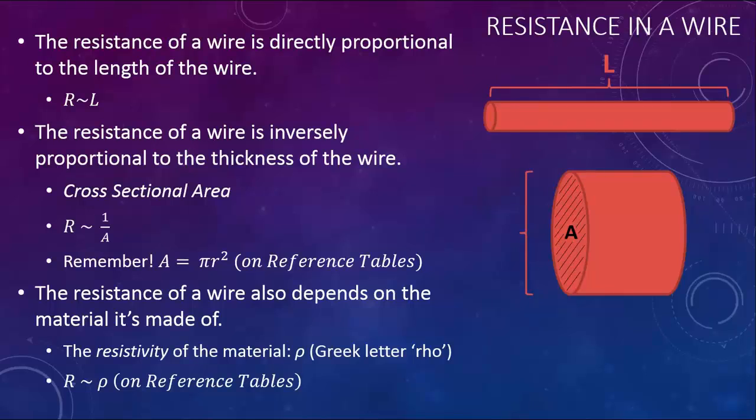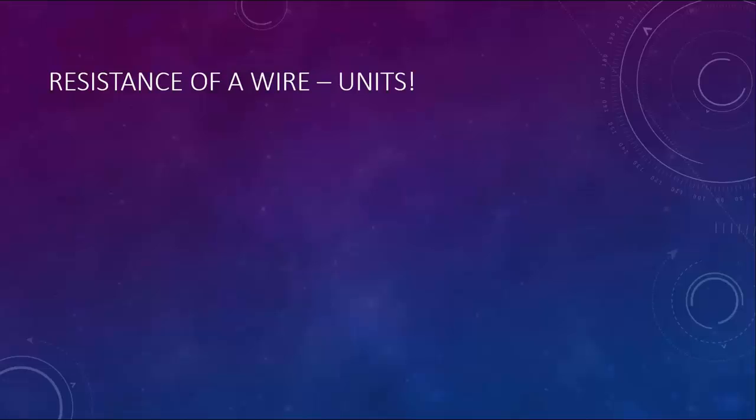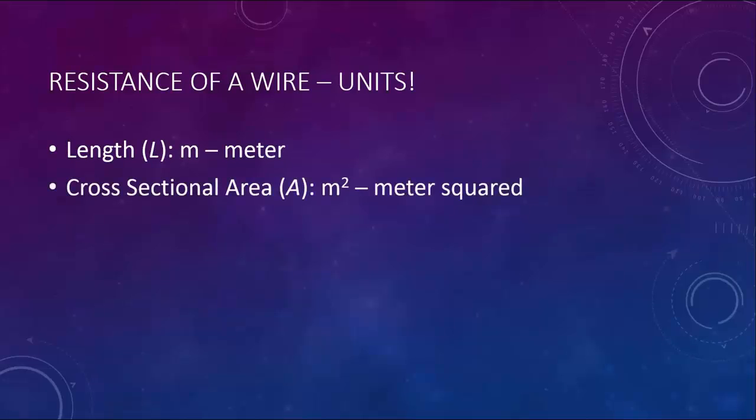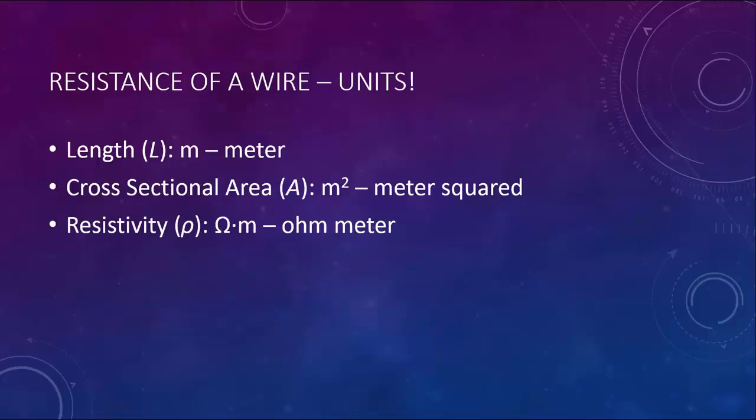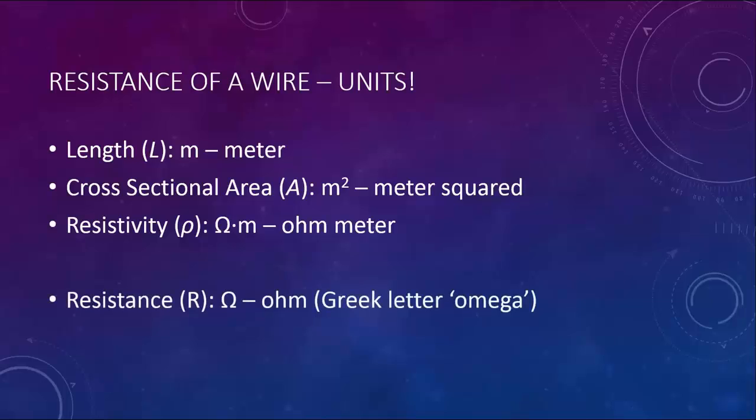If we put those relationships together to get an equation, we end up with R, the resistance, equals rho L over A. Let's take a quick look at the units for all of these quantities. Length, as you might suspect, is measured in meters. The cross-sectional area is meters squared. Resistivity is measured in ohm meters. And when you put all those together, resistance is measured in ohms. That symbol is the Greek letter omega.